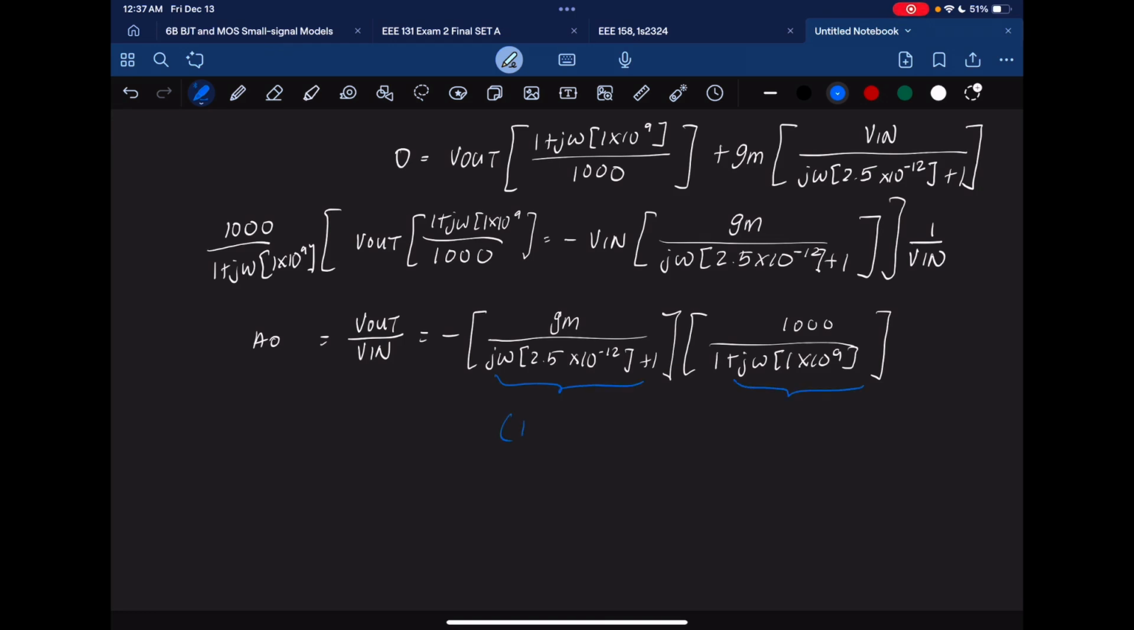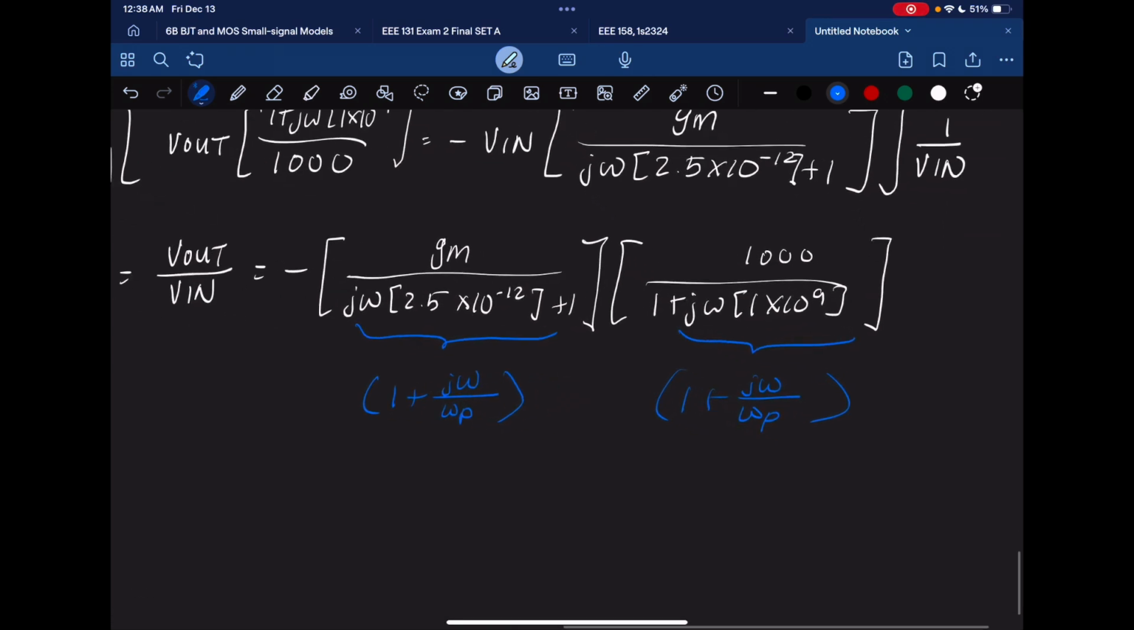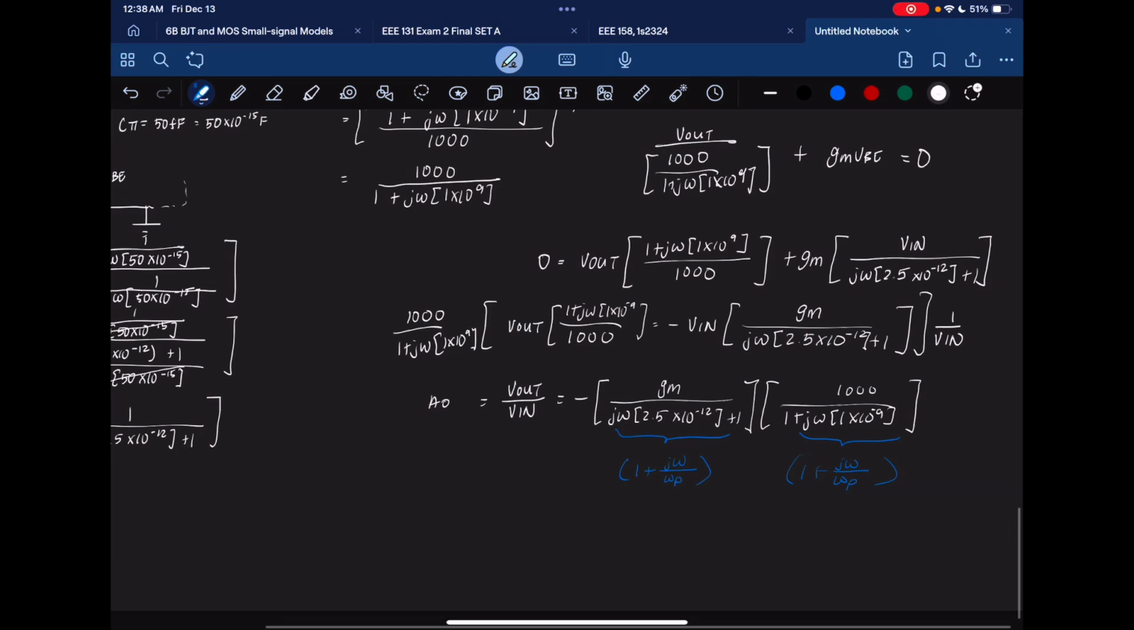We can also see that these denominators are in the form of 1 plus J omega over WP, some pole, and then another pole as well. Not yet gonna label these poles because we want to observe first what's the smaller pole. So the smaller pole is 1 times 10 raised to 9. Let me just double check. Negative, no, positive. I can't even understand my own handwriting. Negative. This is negative 9, my bad.